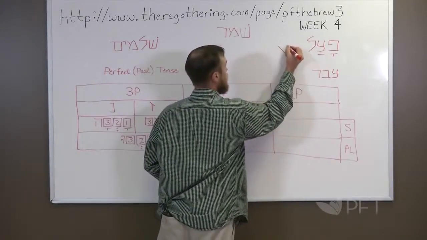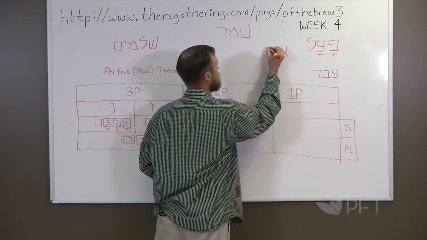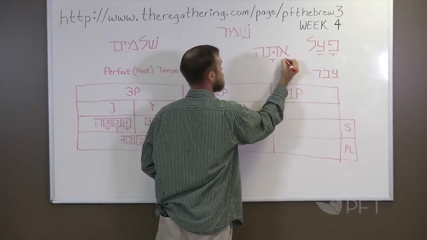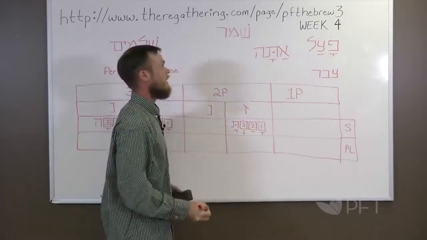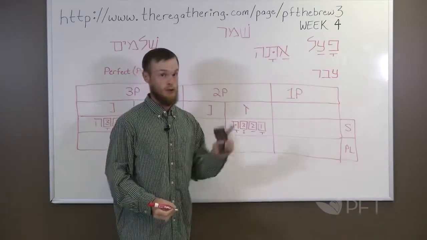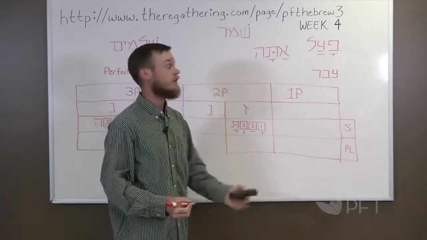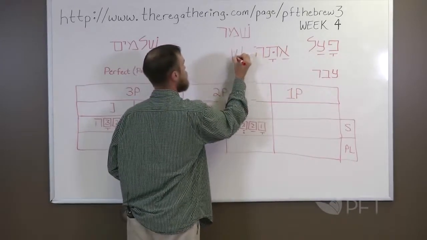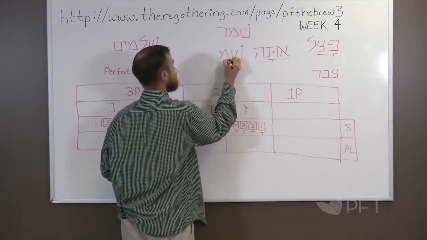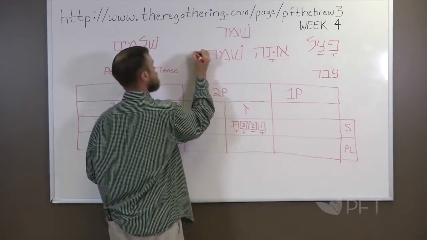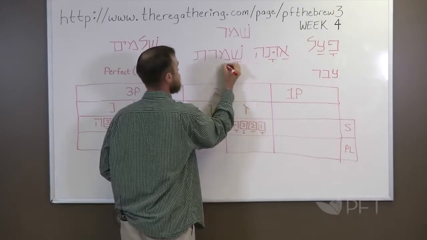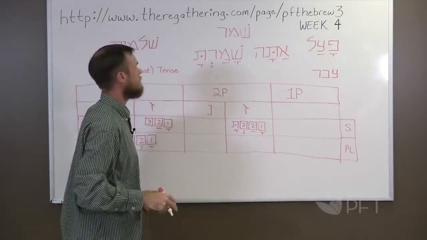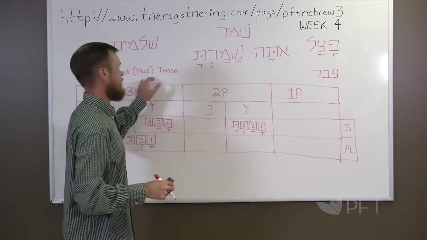So the second person masculine singular pronoun is ata. Okay, ata means you, if you happen to be masculine and singular. So ata shamarta. That means you kept. Again, it's kept because this is the past tense that we're conjugating.